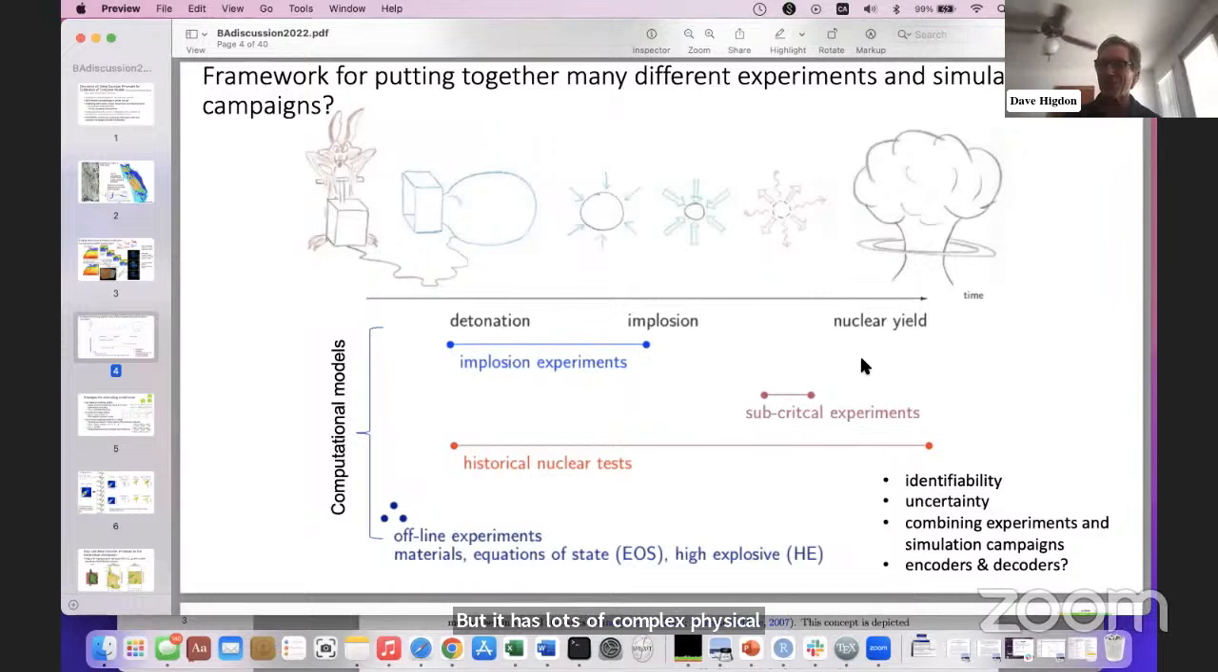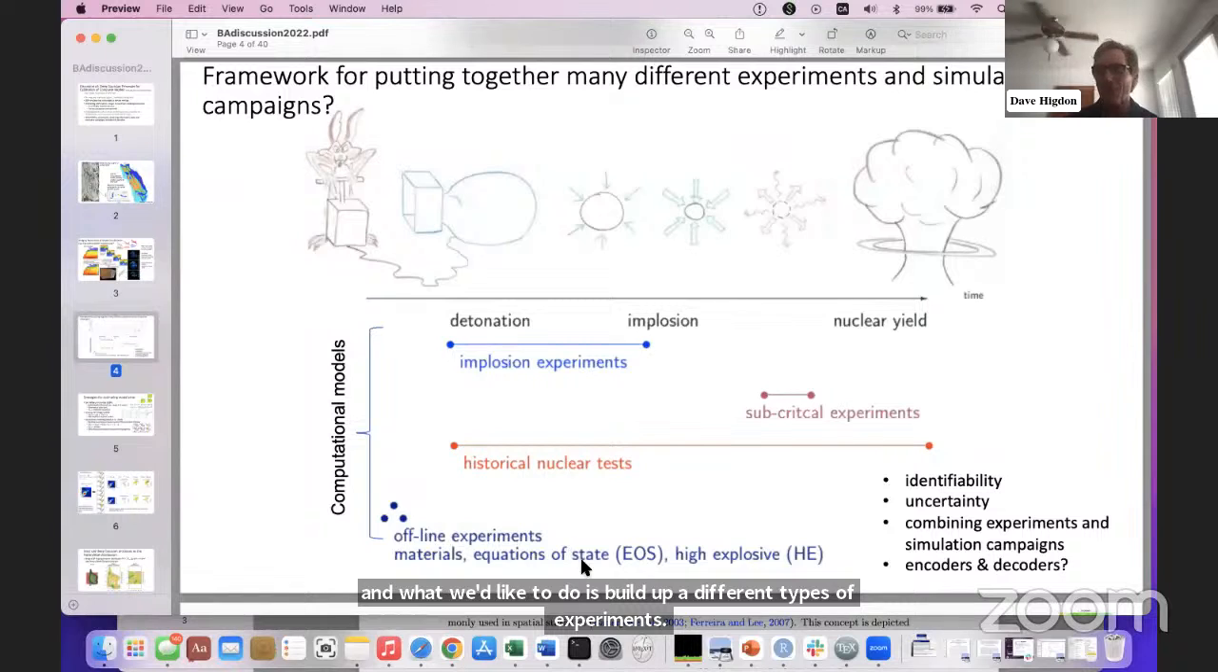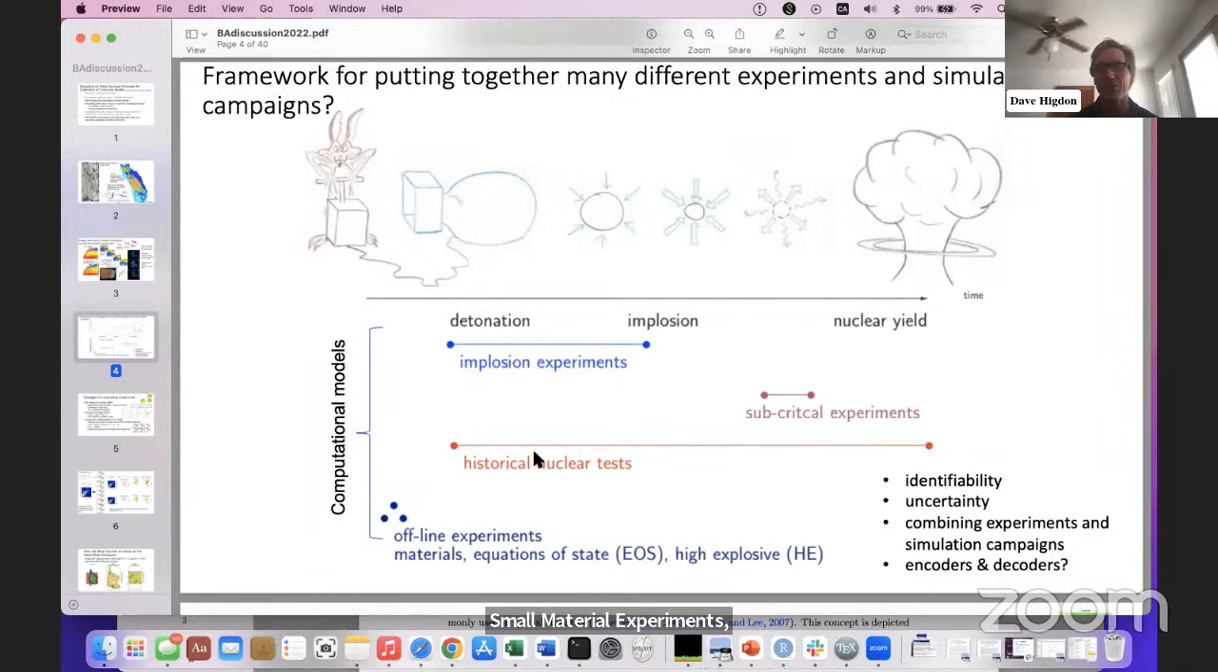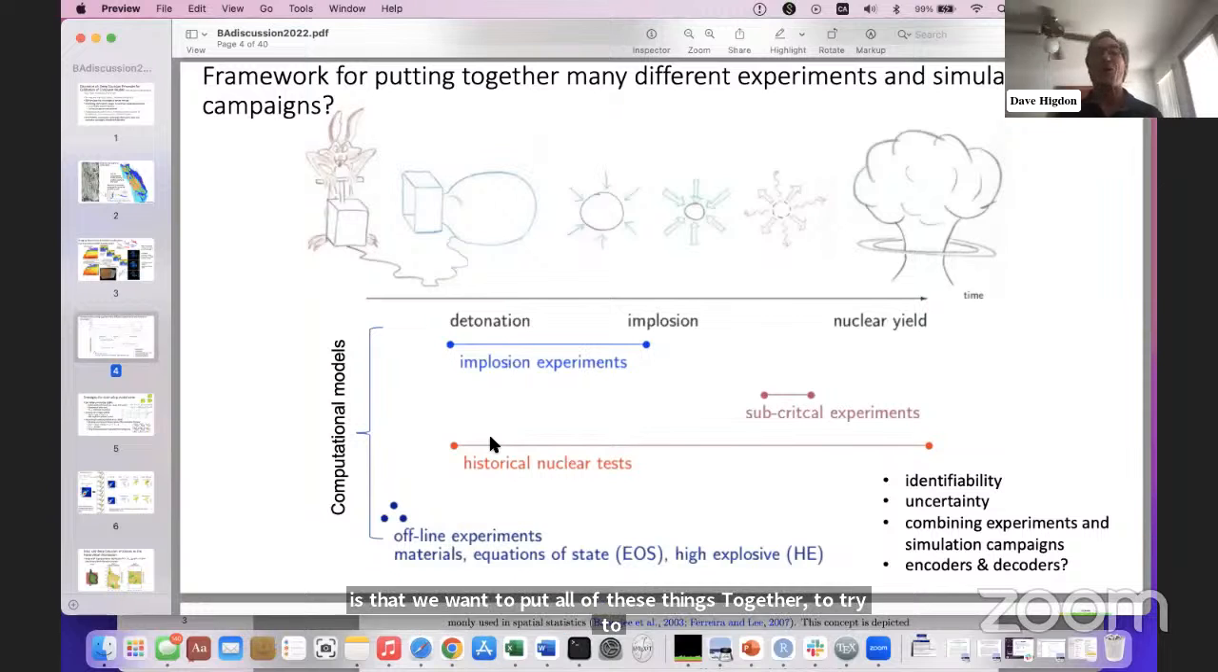And what we'd like to do is build up different types of experiments: small material experiments, experiments on equation of state, maybe high explosive. There are more integrated experiments that aren't the full thing, but they just do, say, an implosion, and you see part of the system that you care about. You might see other ones that talk about the neutronics. But the idea is that we want to put all of these things together to try to make inferences about this whole system, or this whole system that's evolved over time.